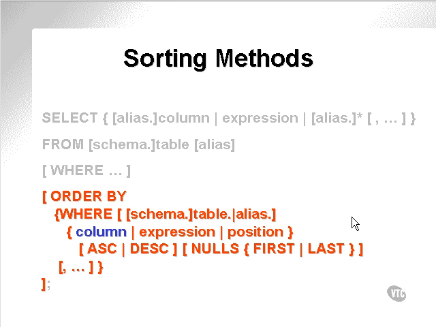Sorting methods. As we discussed previously, select statements can be sorted in different ways, namely by column in the select statement, by an expression, or by the position of a column retrieved within a select statement. Let's go into this now in more detail.